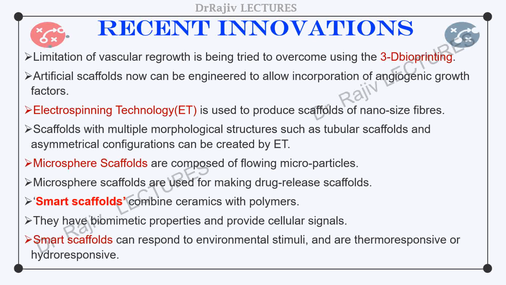Electrospinning technology is being used to produce scaffolds composed of nano-sized fibers. One of the main advantages of the electrospinning technique over other fabrication methods is the creation of scaffolds with multiple arrangements and morphological structures, such as tubular scaffolds, flat surfaces, and asymmetrical configurations.